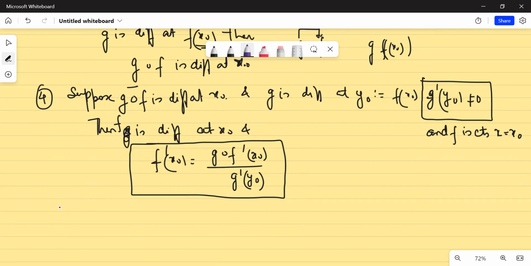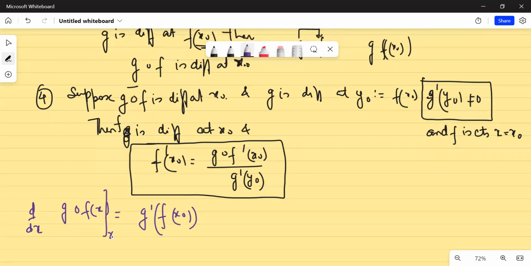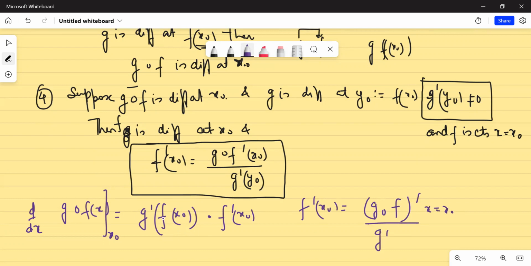Now, let's say g of f is differentiable. What does it imply? It implies g dash f of x naught, at x equal to x naught, into, by chain rule, we will have to differentiate this also. So your f dash x naught will be equal to the derivative of g of f at x equal to x naught divided by g dash f of x naught. And what is f of x naught? It is equal to y naught. Okay.